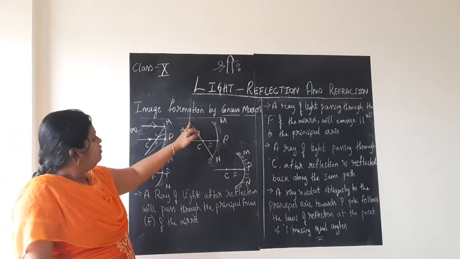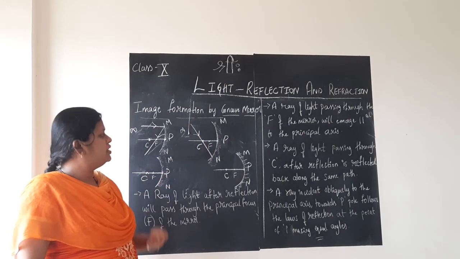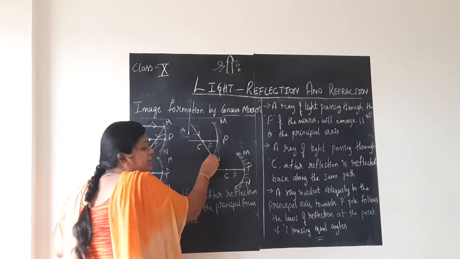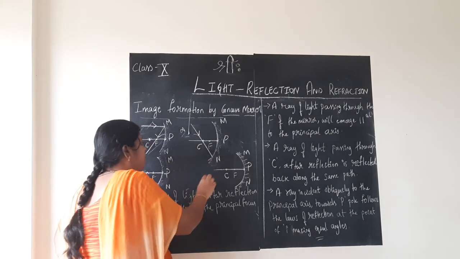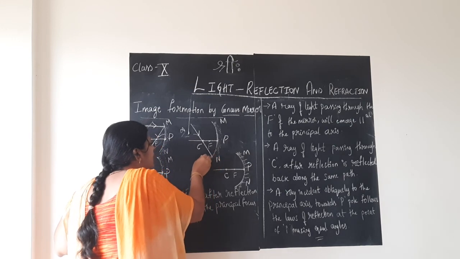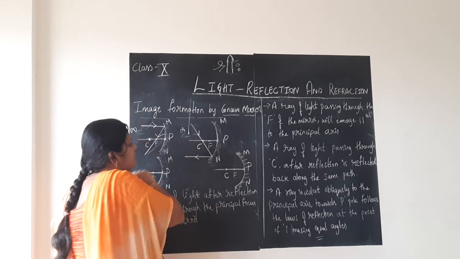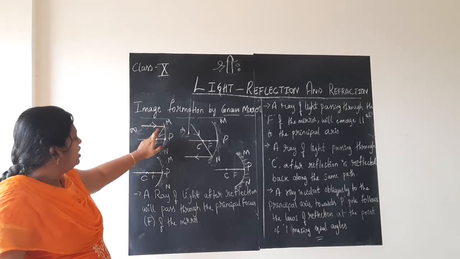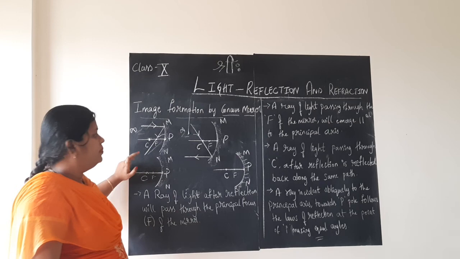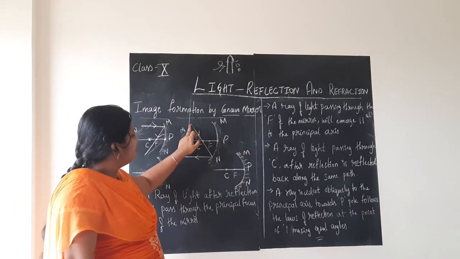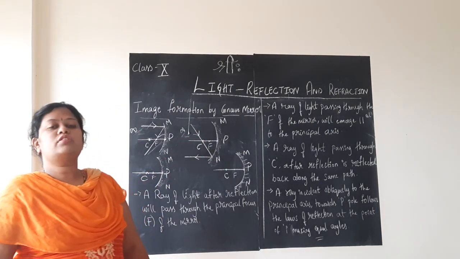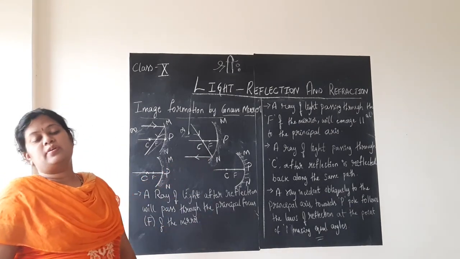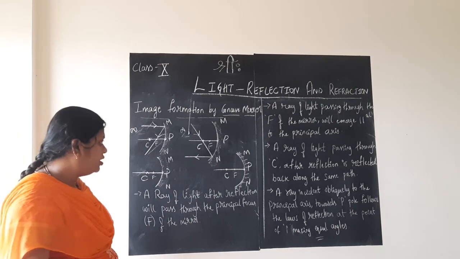Nothing like that. If the incident ray passes through the principal focus of the mirror, then after striking the mirror, children, it should reflect back. How will it reflect? It will emerge parallel to the principal axis. Parallel to the principal axis, if it is the incident ray, after reflection it will pass through the principal focus. Whereas if the incident ray is passing through the principal focus of the mirror, after reflection it will emerge parallel to the principal axis. This is point number 2.